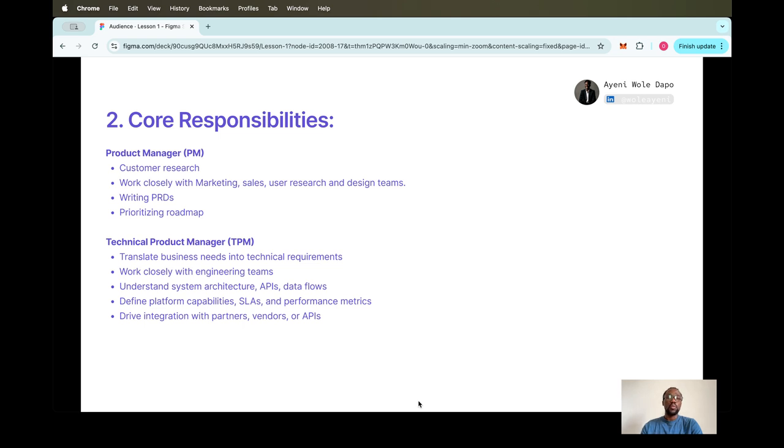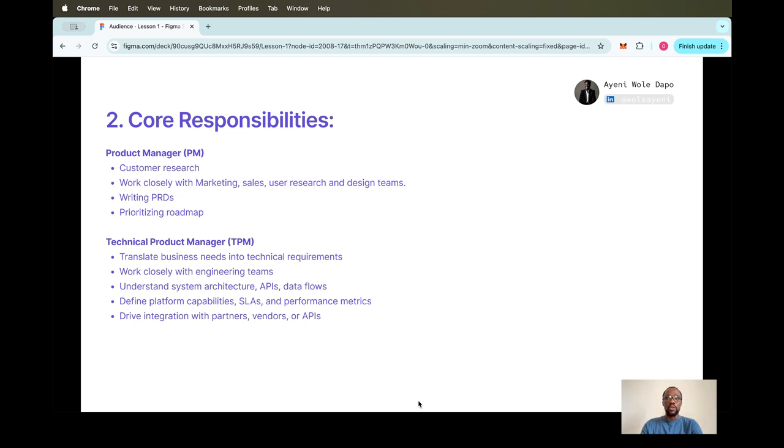Secondly, what is the core responsibility of a product manager and a technical product manager? As a product manager, you are responsible for doing market research. You work closely with sales, marketing, design, and user research teams. You write PRDs. You document the feedback gotten from this research. You document your customer's understanding and the solution you want to create. Then you create a roadmap.